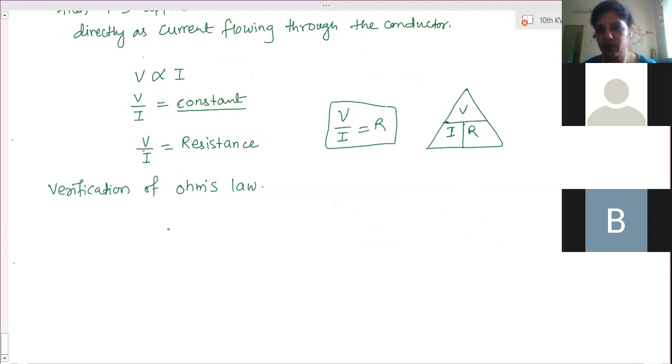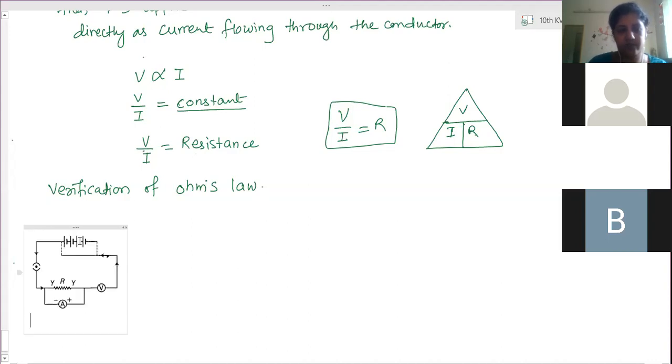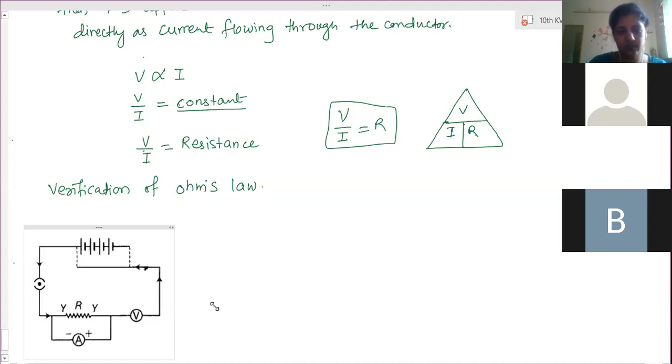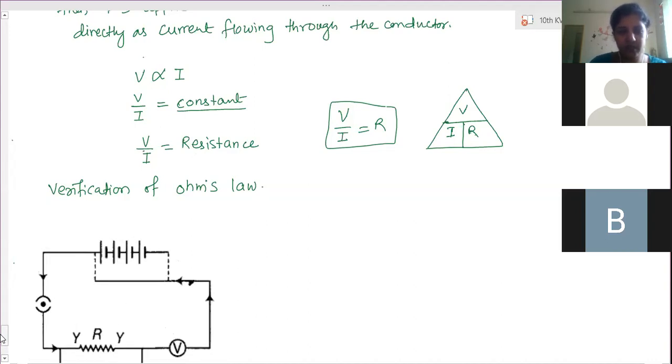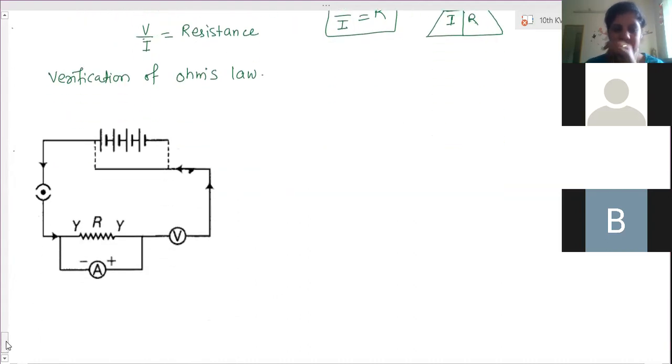Now there is an activity for verification of Ohm's law. We can verify Ohm's law also. For that there is an activity given in your textbook, and it is a practical also. You have to perform that. So this is the diagram given in your textbook. Now in this case, this is a battery. There are 4 batteries at the start. We have to connect them one by one.